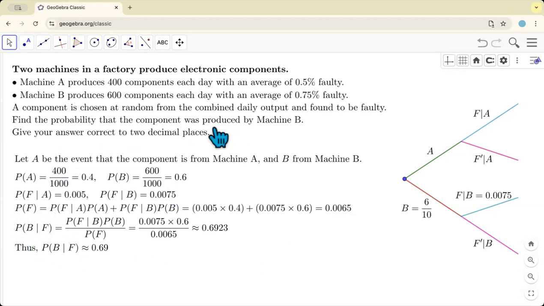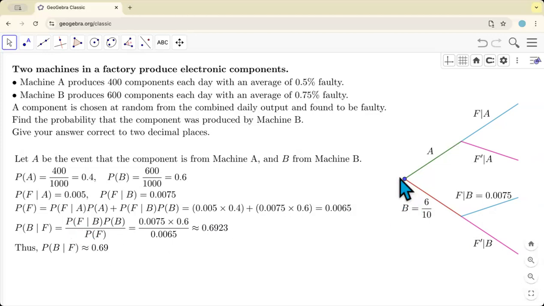Find the probability that the component was produced by machine B. So it's from machine B, given that it's faulty. And then we apply the conditional probability rule, which says that's the probability of faulty given that it's from B multiplied by the probability of B. If you're thinking about it as a tree diagram, you're basically going down this branch from machine B and then faulty given that it's from machine B.